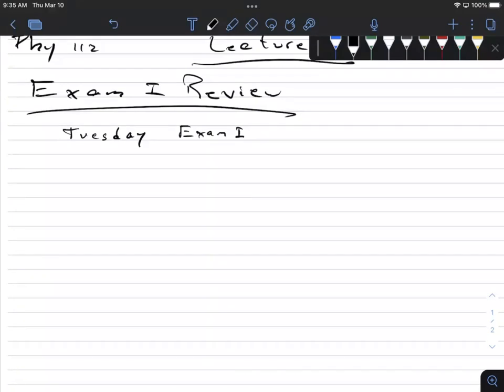I will post the test onto Canvas Tuesday morning, a PDF file. So you go to the module section, there's going to be a module called exams. And in that module will be the test. You download it. You work out all the solutions. You can either print out the test and work it out on the test paper itself, or you could just use a blank sheet of paper. Either way, you work out the questions.